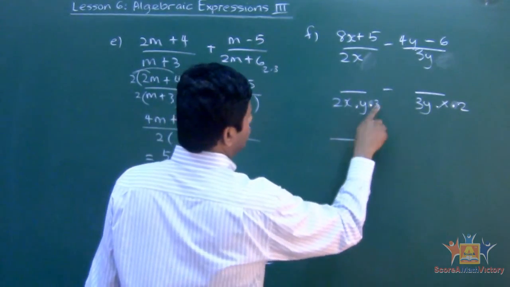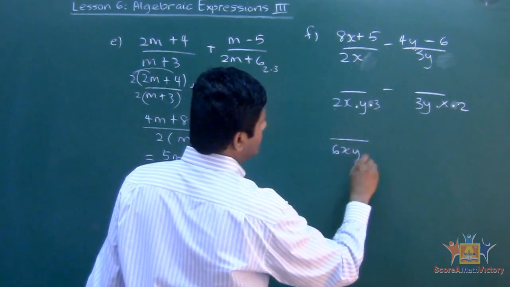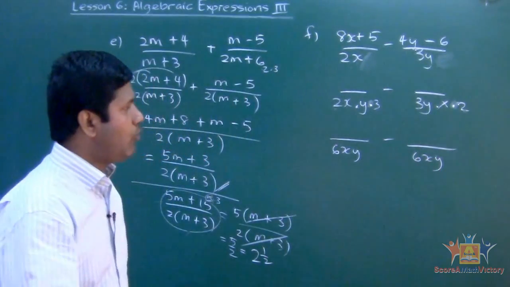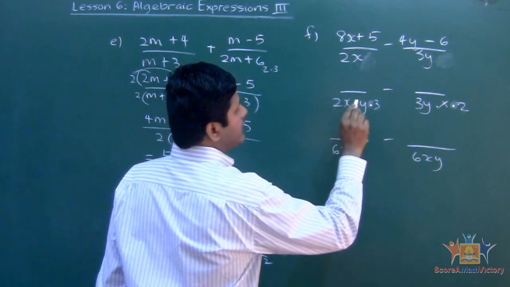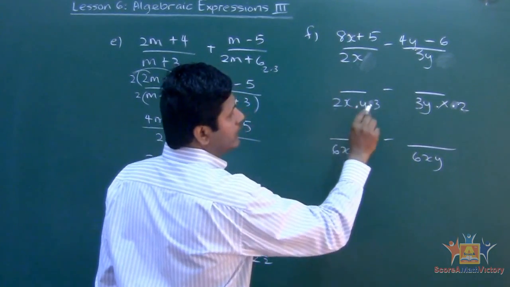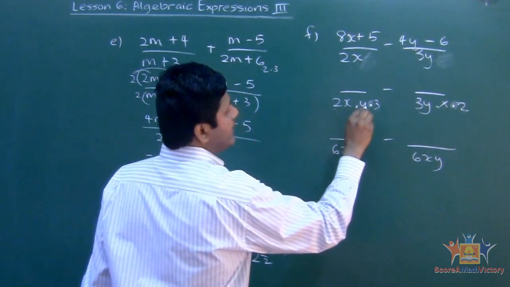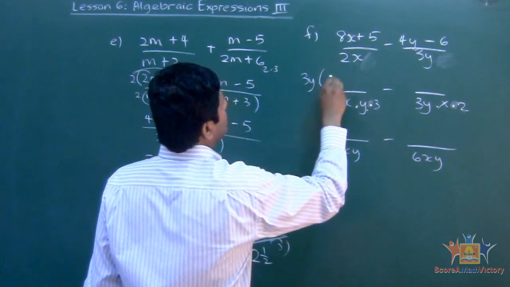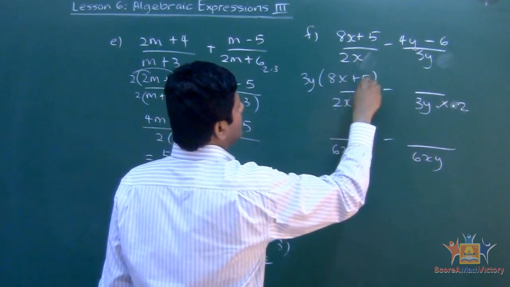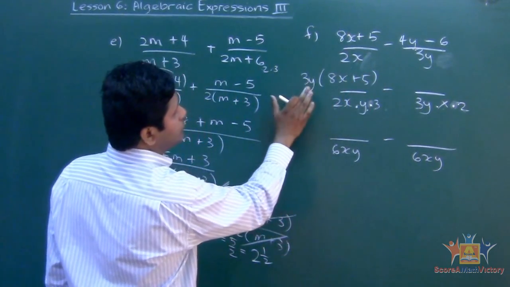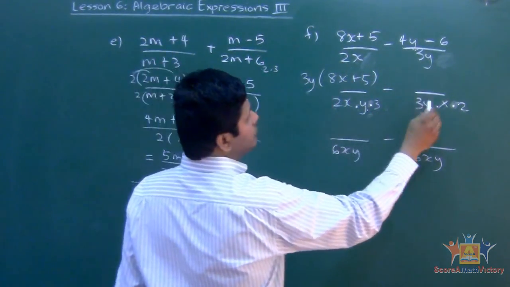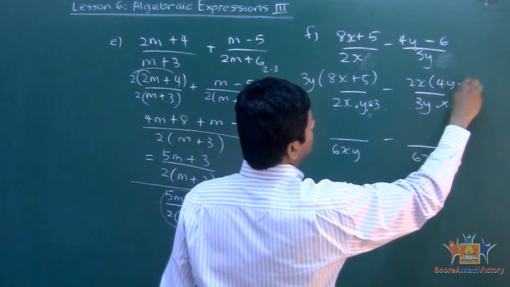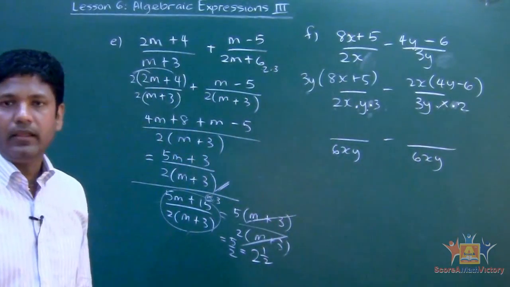Now look at that, what is that? 3 times 2 is 6, xy. 2 times 3 is 6, xy. Now what was multiplied to this one? I multiplied 3y to this one and 2x to this one. That means if I multiply 3y on the bottom, I have to multiply 3y up here also. So 8x plus 5, I also multiply here by 3y. See that? What about this one? Same thing, 2x. So I multiply 2x to the top here. See that? Now it's good.